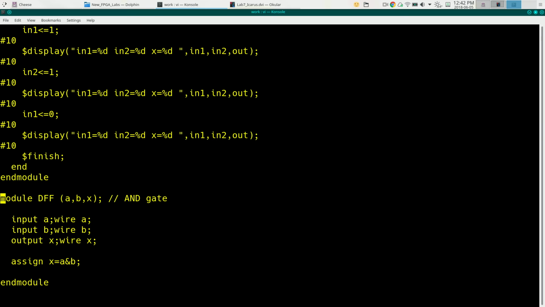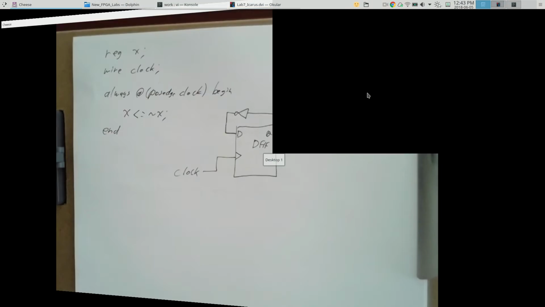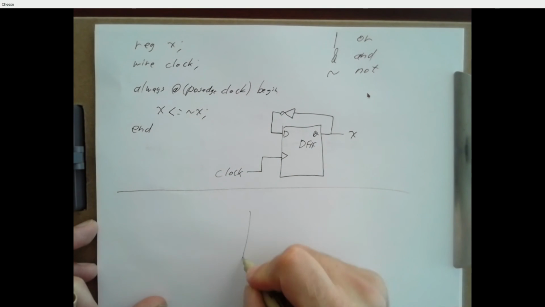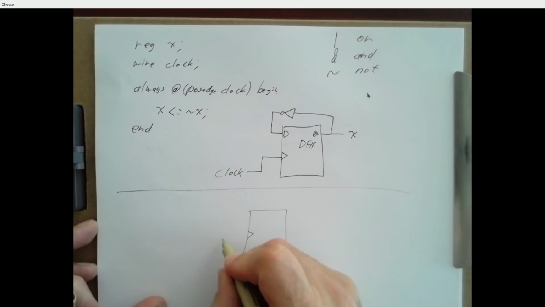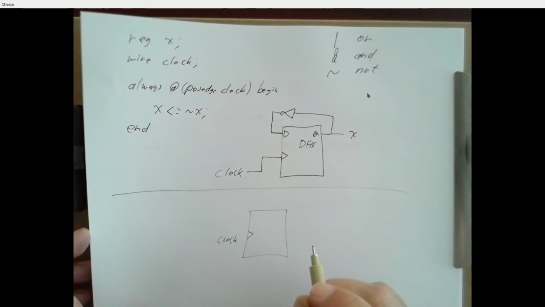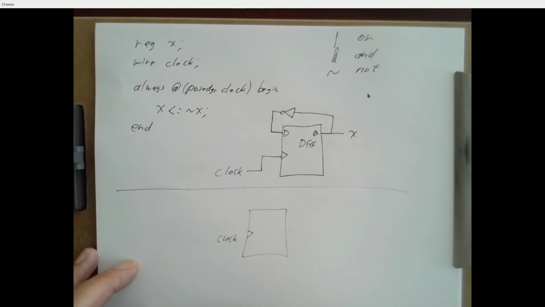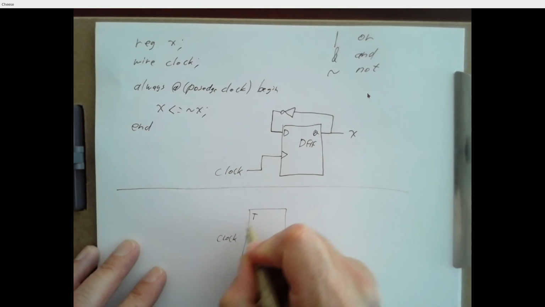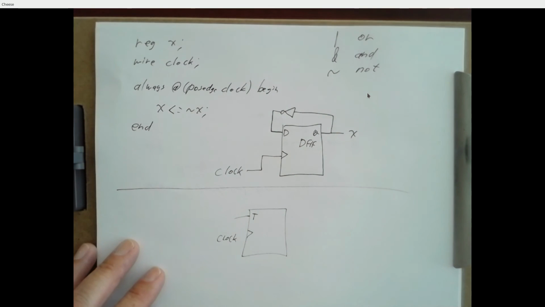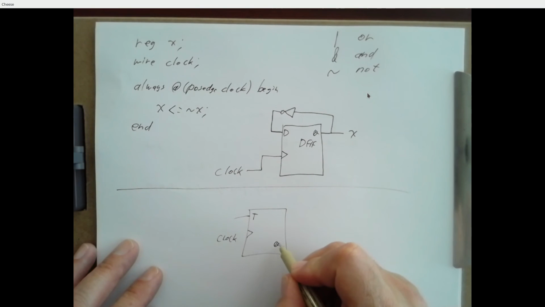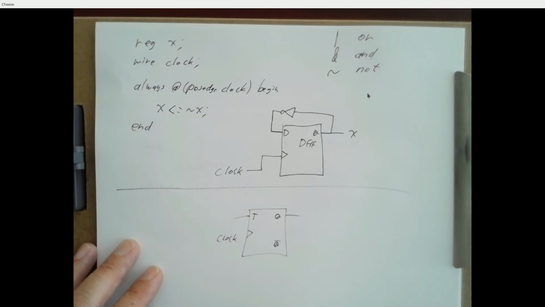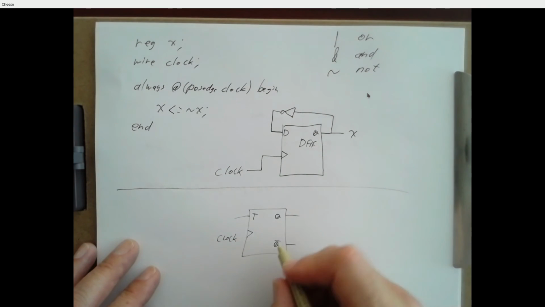All right, let's make a toggle flip-flop. So what's a toggle flip-flop look like? What are the inputs and outputs? Now what are the inputs and outputs called? T, good. What else? Q bar and Q. Okay, so I'm going to call this Q bar, like that.